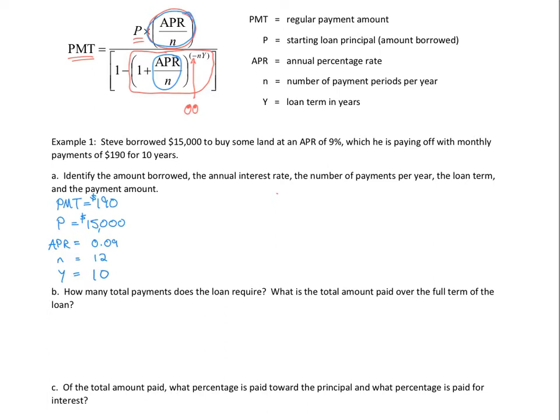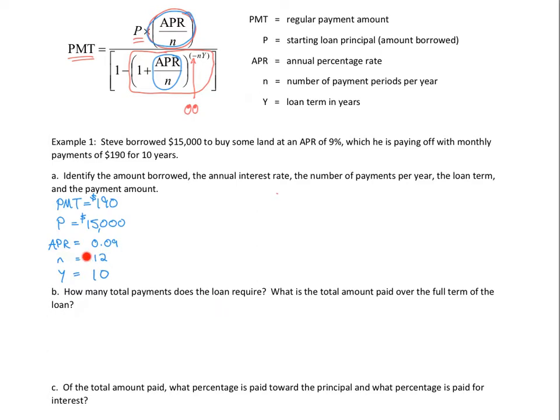So part B is asking a question that doesn't have anything to do with this formula yet. Well, I guess it kind of does, and I'll explain where it comes into play in a moment. Part B is asking, how many total payments does the loan require? So that's the first part. How many payments would we be making? Well, or would Steve be making?